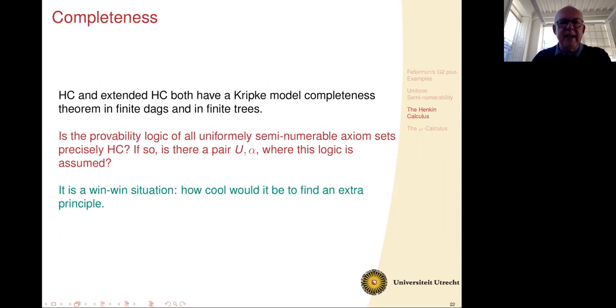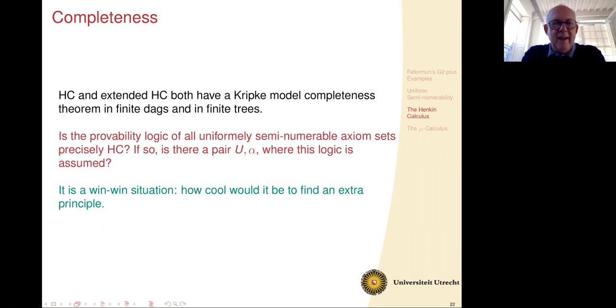So the Hankin calculus and the extended Hankin calculus both have a simple Kripke model completeness theorem in the finite directed acyclic graphs and in the finite trees. We will see in a moment an extremely quick proof of this. So the Hankin calculus also has uniform interpolation, etc., etc. So that seems to be quite an achievement, but as you will see in a moment, it's completely trivial.